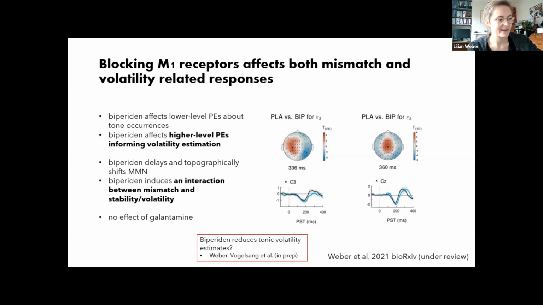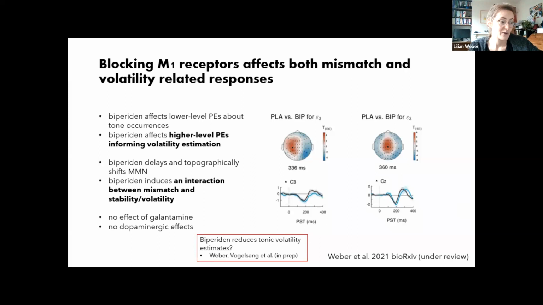We are working on approaches to directly fit our model to the EEG data, because as I've said, the MMN is a passive paradigm, so we don't really have any behavior to get single subject estimates of these parameters. And when we do that, we do find a reduction in the tonic volatility parameter in our model, which is nice, but this approach is still in its infancy.